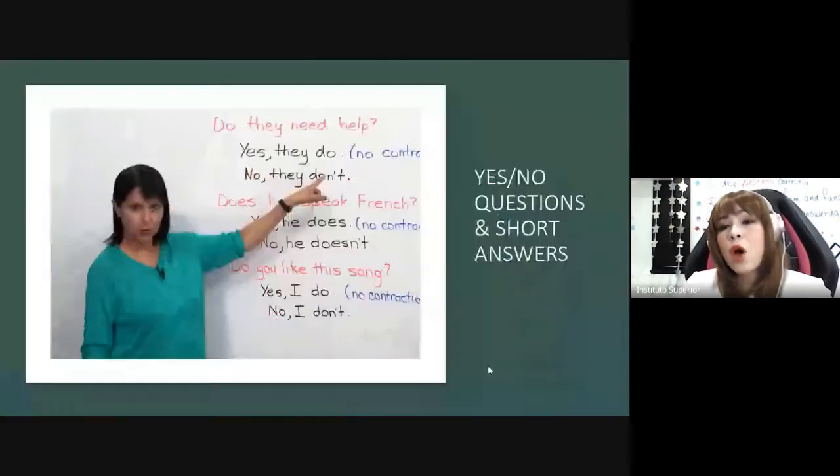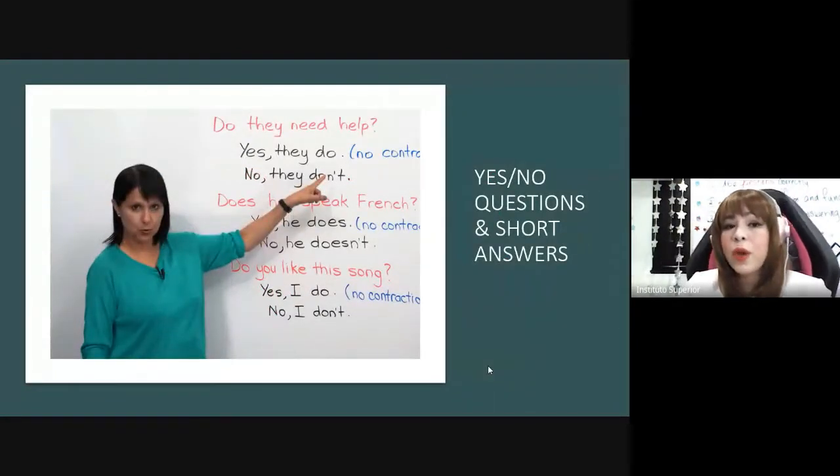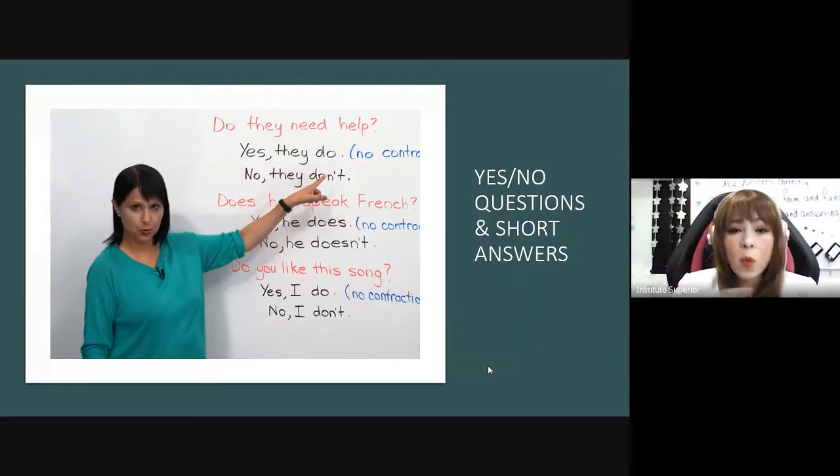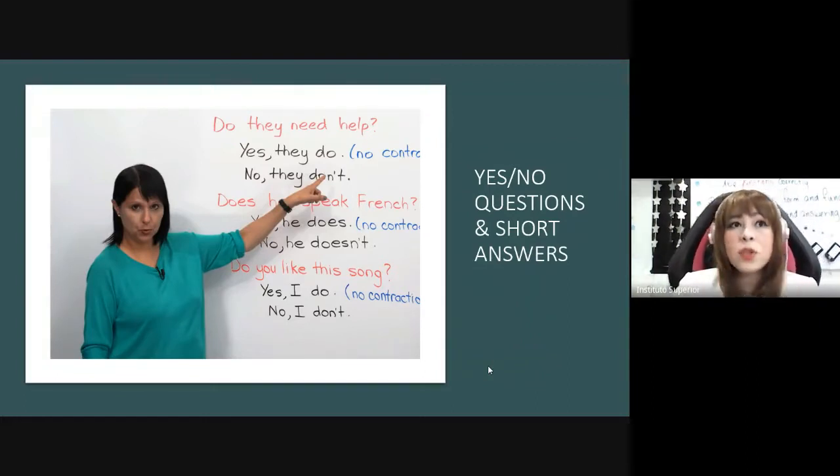Now let's focus on the yes, no questions and short answers. Remember that I mentioned that today we are going to learn how to make questions in English. So let's start with the basic ones. The basic questions are the yes, no questions. Remember, they are called that way because the possible answers are affirmative or negative. It should be a yes or a no.